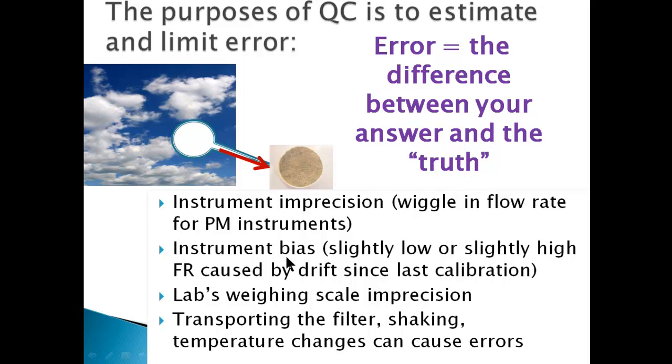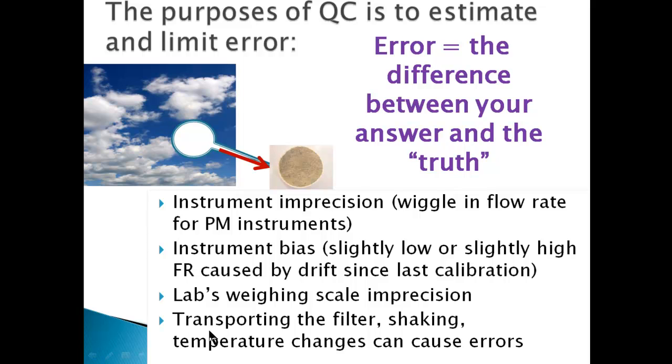Instrument bias, slightly low or slightly high, a flow rate that's slightly low or slightly high could be caused by this drift since the last calibration, since the last time you said, okay, I'm going to make sure this is really running at 5 liters per minute. Now, if you're taking a filter and shipping it to a lab, the lab can make a huge contribution to error. They have to weigh the filter. Well, the scale at the lab doesn't work perfectly right every single time. So they have a contribution to the error also.